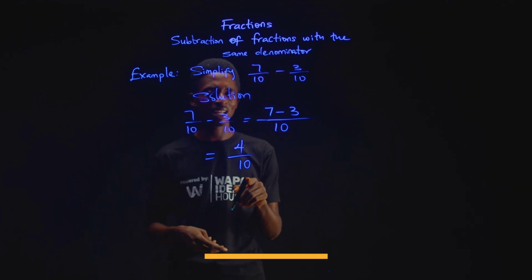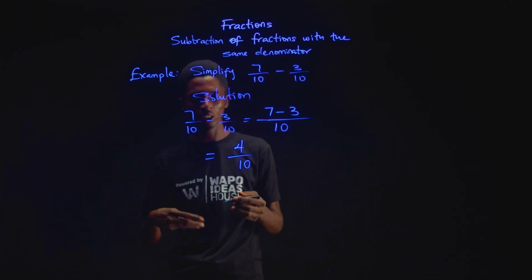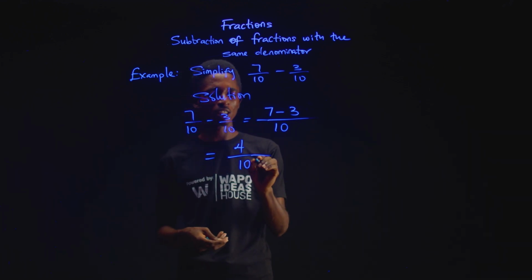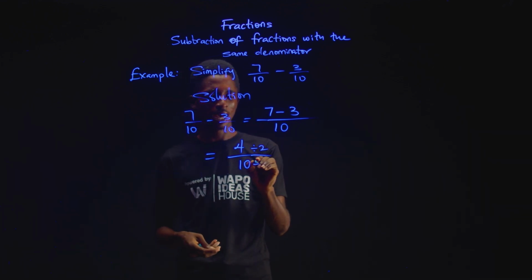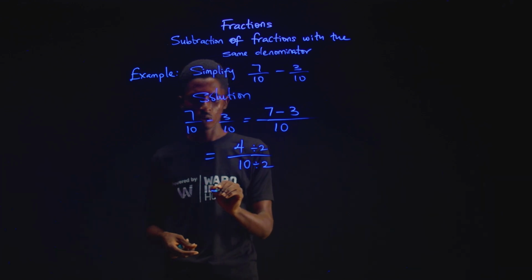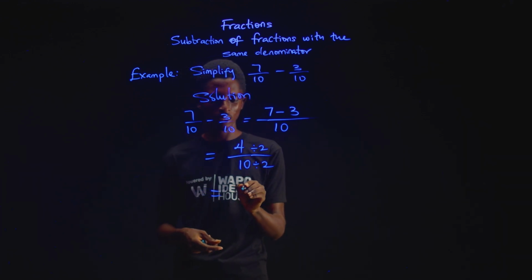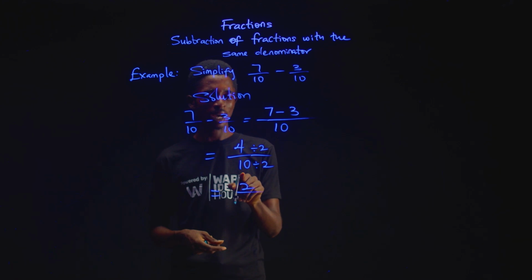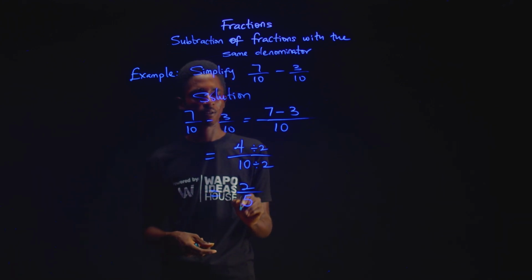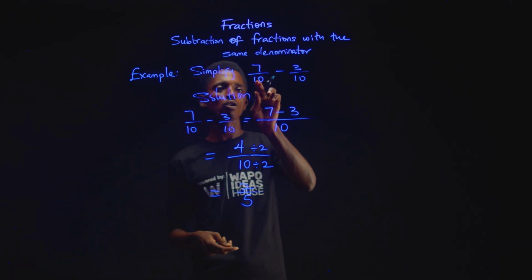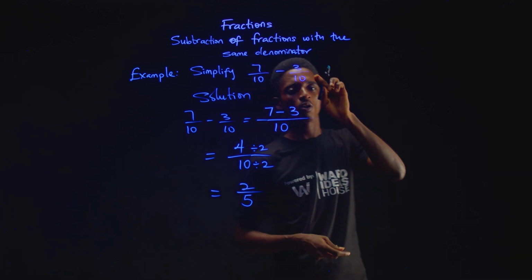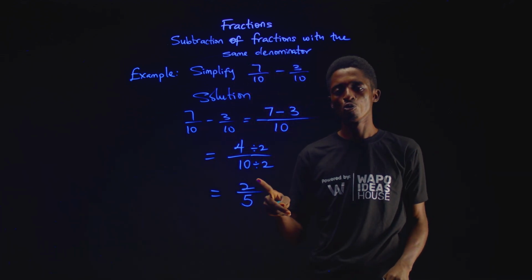because 4 and 10 have a common factor, which is 2. Therefore, we divide the numerator by 2 and 10 by 2. 4 divided by 2 will give us 2, and 10 divided by 2 will give us 5. Therefore, 7/10 minus 3/10 will give us 2/5.